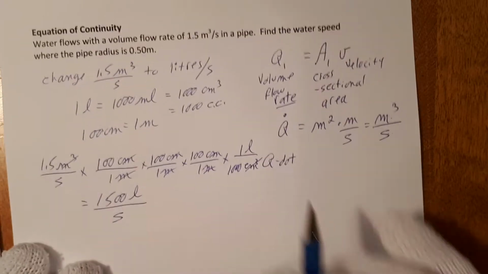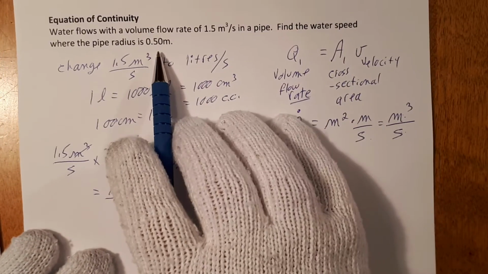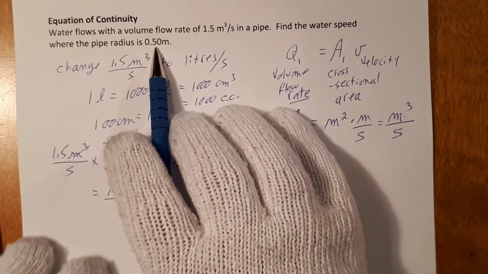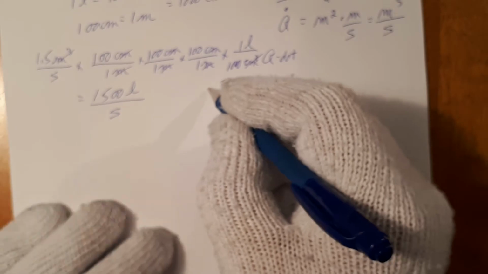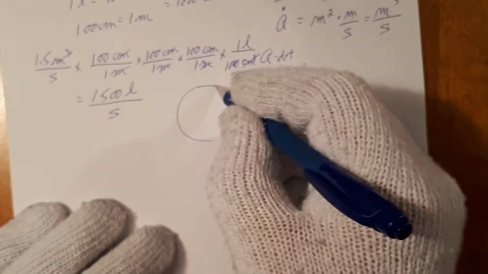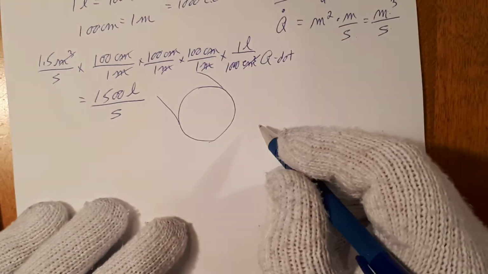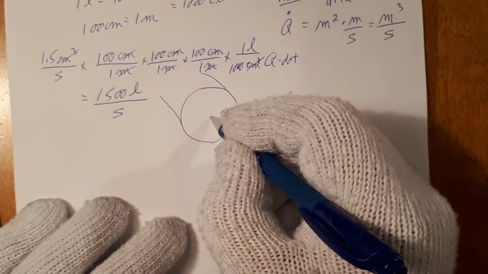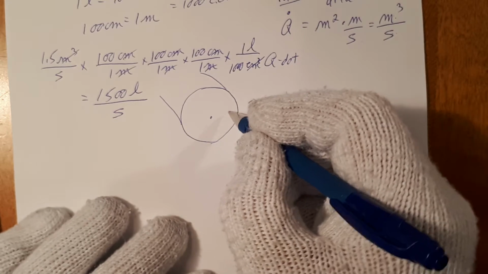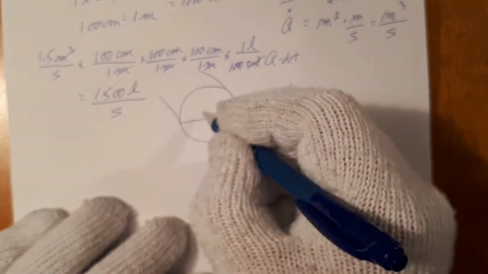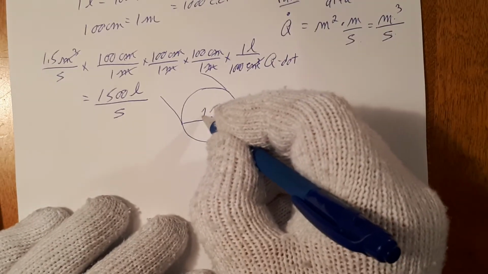So let's draw a picture of this pipe. It has a radius of 0.5 meter. So here's the pipe. Radius generally means that it's going to be a circular cross section. So this is the pipe right here. And it has a radius of 0.5 meter. Therefore, the diameter is 1 meter. That is a very large pipe.